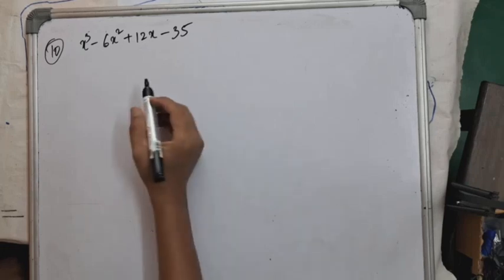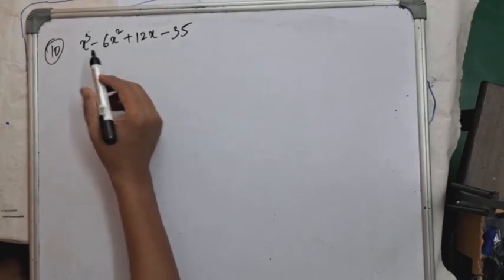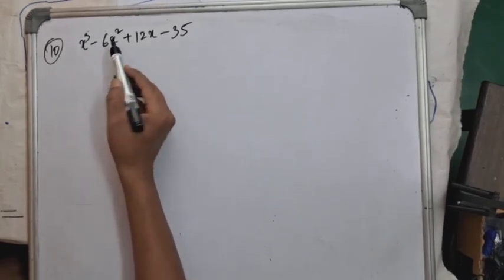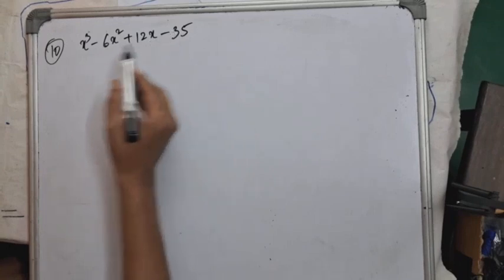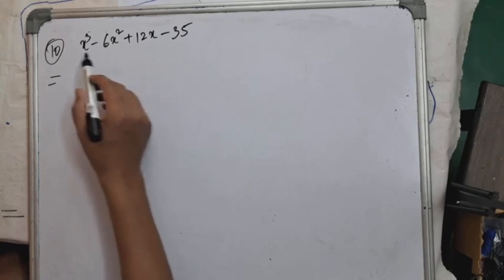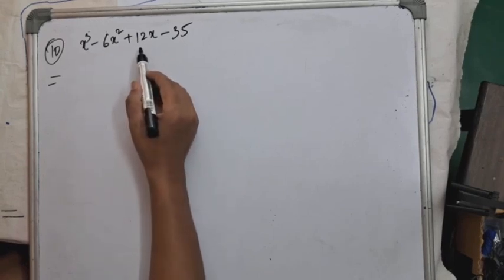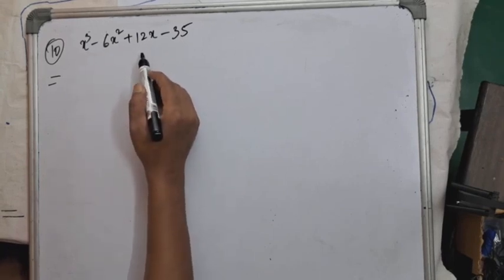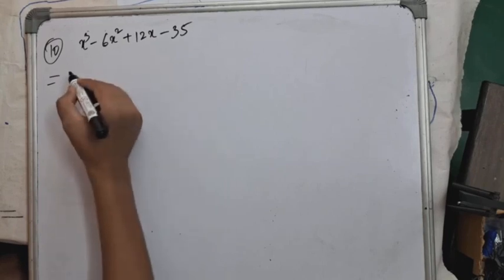Okay, now let's do the last question of this exercise, question number 10. x cube minus 6x squared plus 12x minus 35. We are asked to factorize this. So what we do is we convert this expression into a minus b whole cube form, and then we will proceed to factorize. Okay, so let's begin.